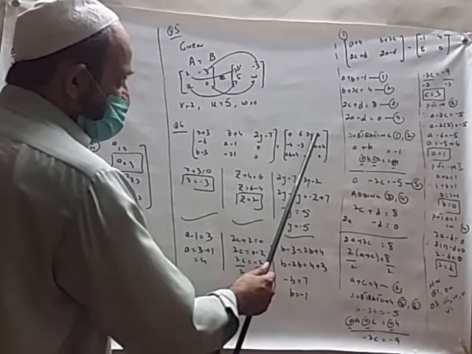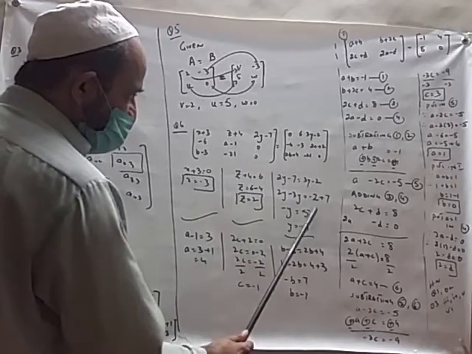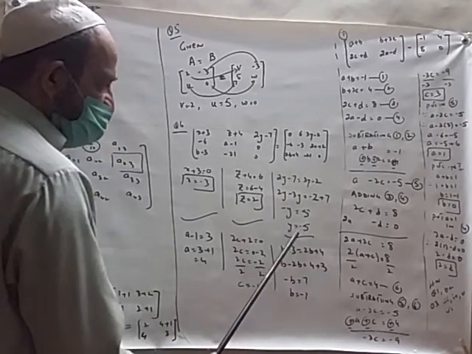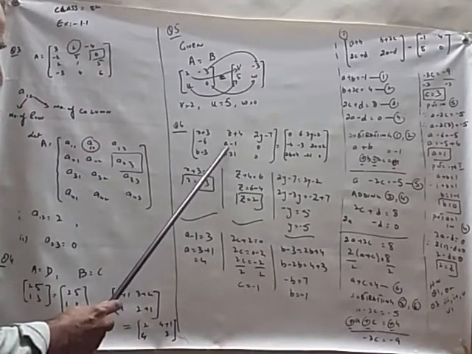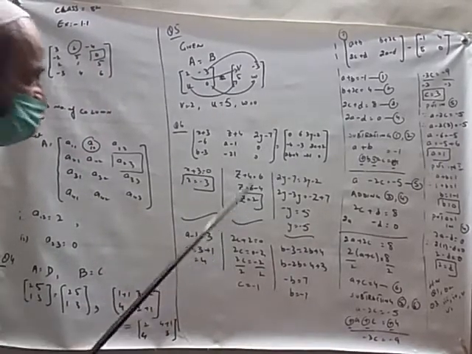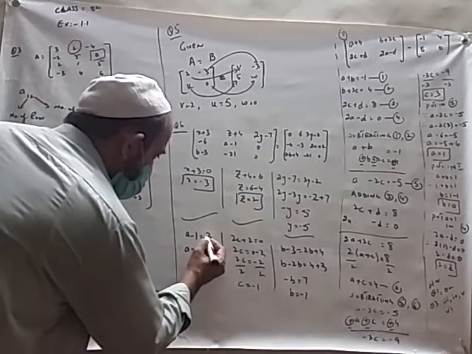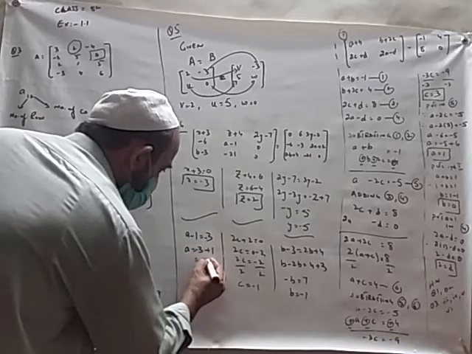2y minus 7 equal to 3y minus 2. y shifted on the left hand side and 7 on the right hand side. We get minus y equal to 5. This minus shifted on the right hand side, we get y equal to minus 5. Now, a minus 1 equal to minus 3. a equal to minus 3 plus 1. Now, minus 3 plus 1 give you minus 2.